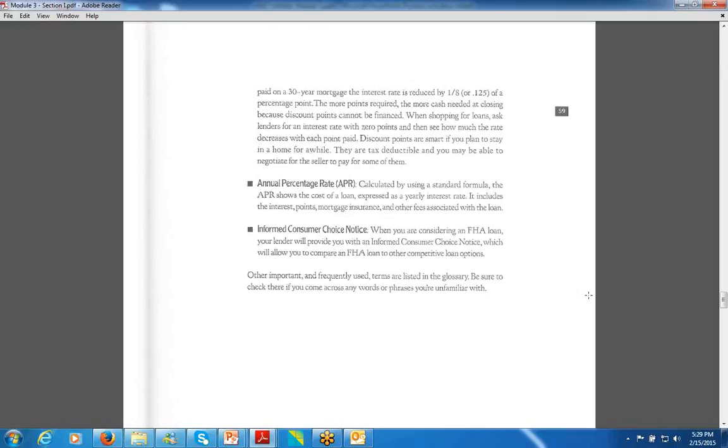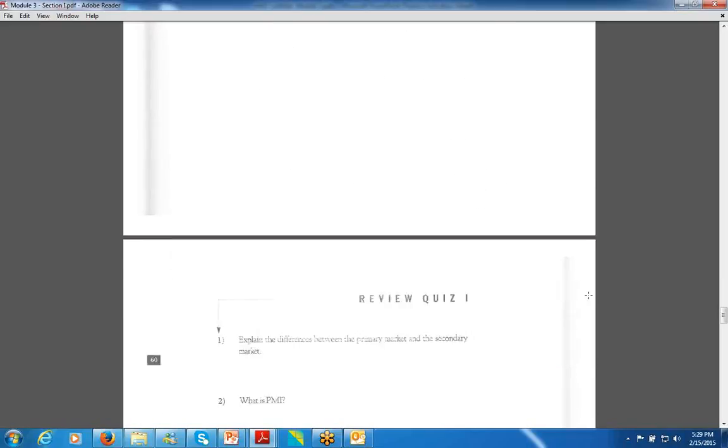Informed consumer choice. That just says that FHA requires a tougher inspection of the property to protect the consumer, and we generally think of that as a good thing.